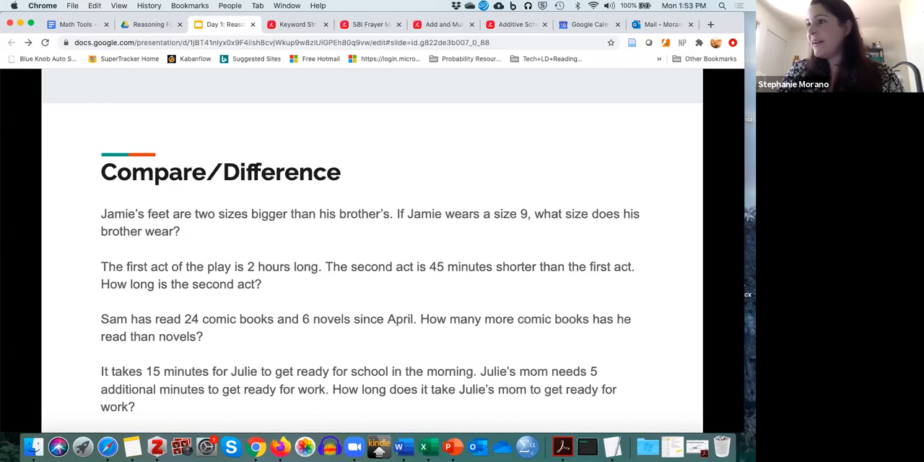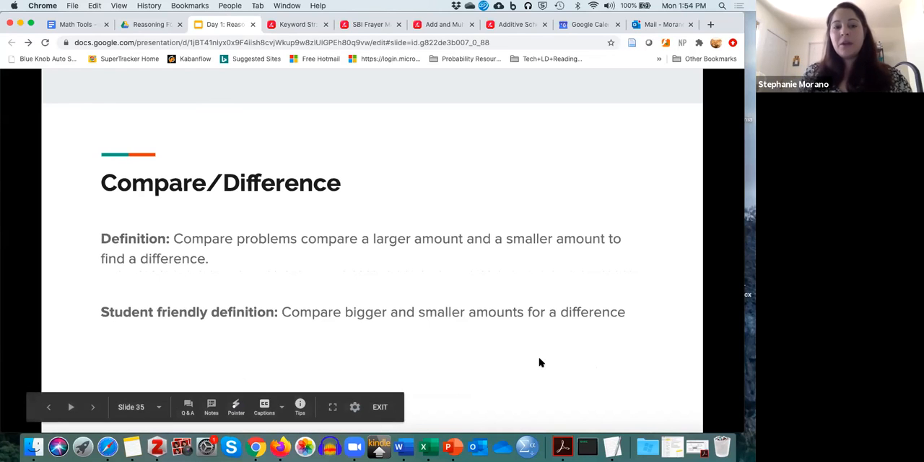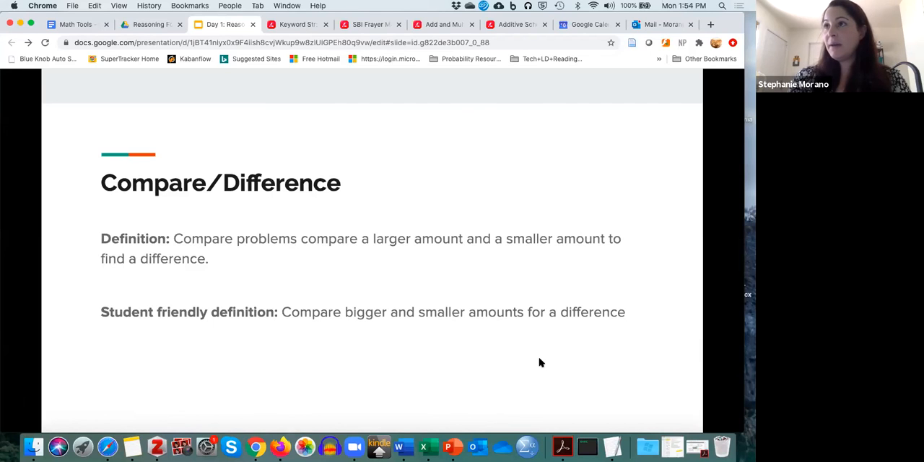Okay, compare bigger and smaller amounts to find the difference. Right, that's exactly it. I feel like you may have looked ahead a slide. That's okay, that's great. Here again, I'm putting into the chat the link if you still need it. So compare problems compare a larger amount and a smaller amount to find a difference. That's the definition of the schema, or how we can group those problems together. The student-friendly definition is that we're comparing a bigger amount and a smaller amount for a difference.